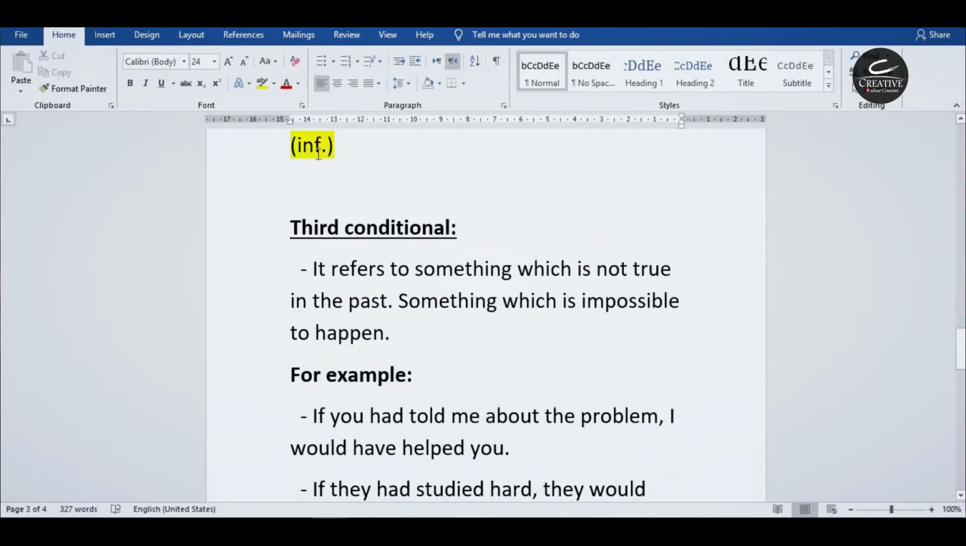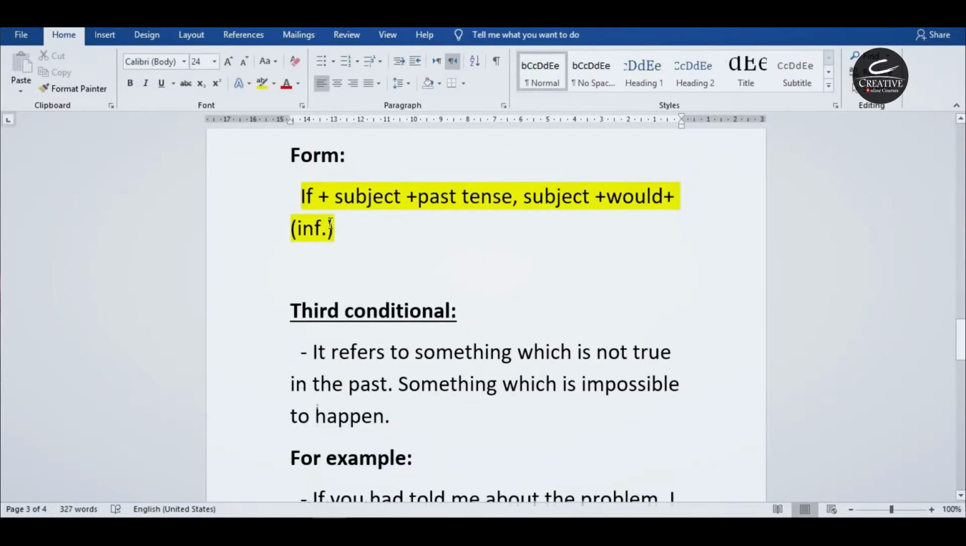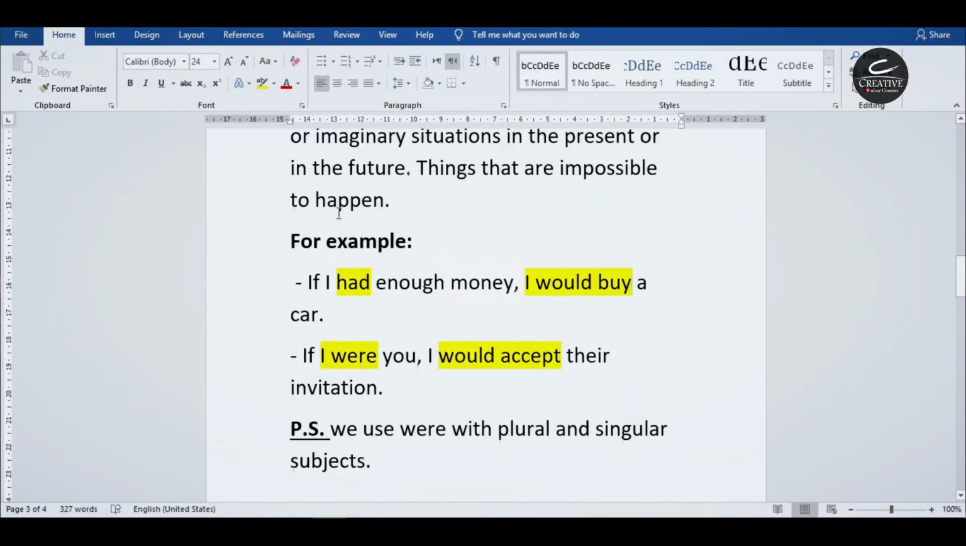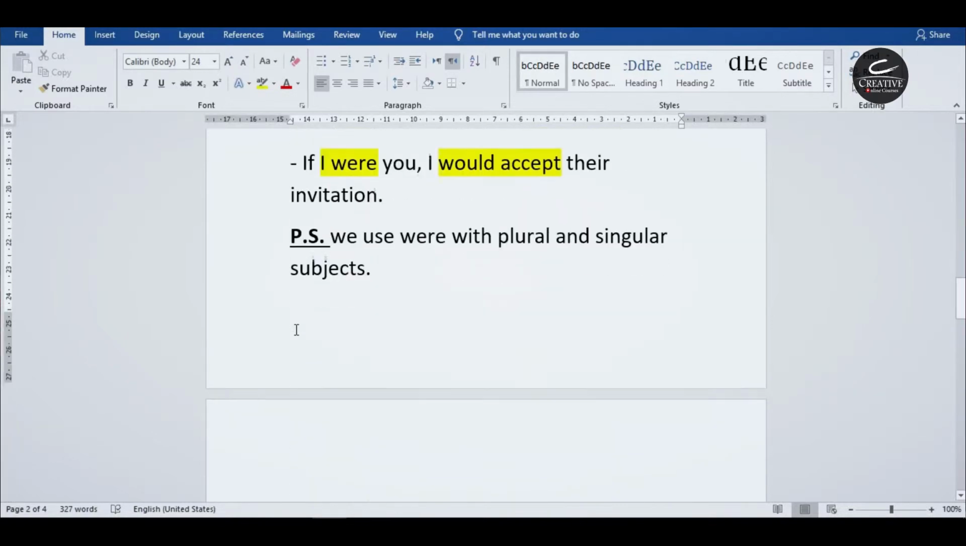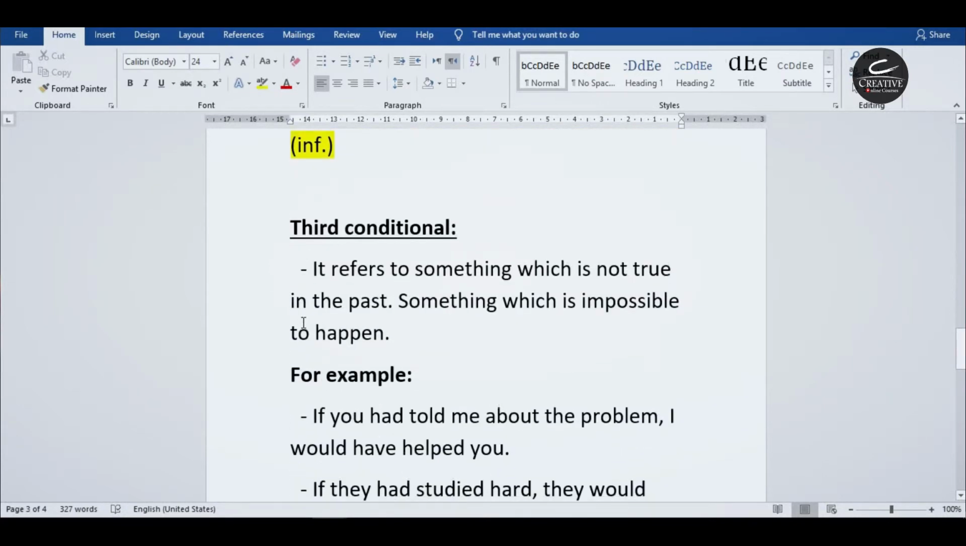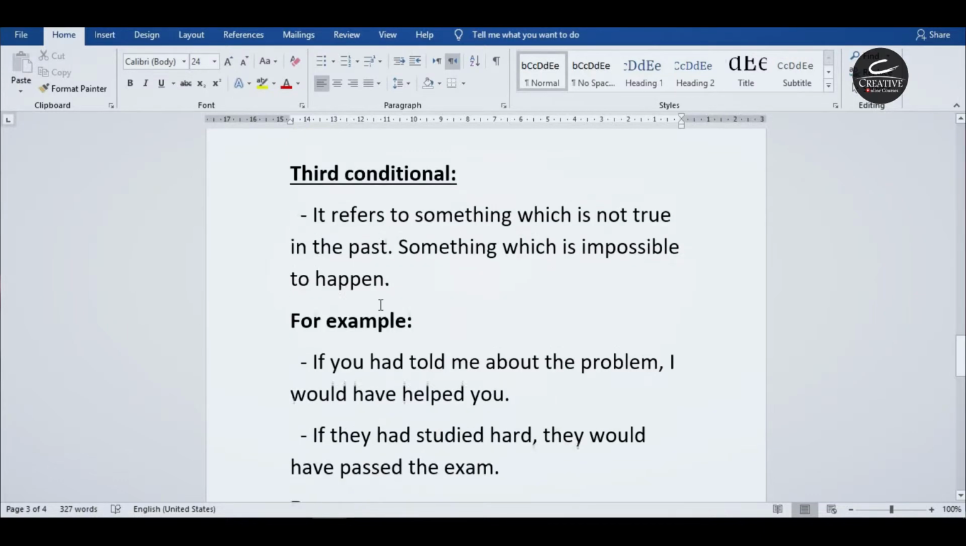Let's move to the third conditional. We use the third conditional to refer to something which is not true in the past, something which is impossible to happen. The difference between the second conditional and the third conditional: in the second conditional, we said things that are impossible but in the present or in the future. But the third conditional, things which are also impossible but in the past.